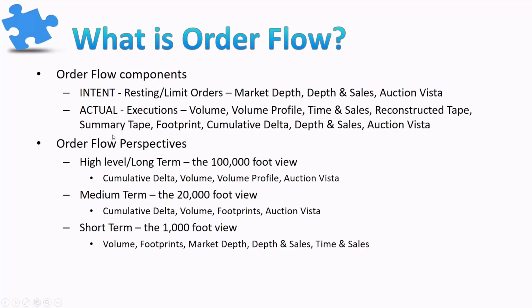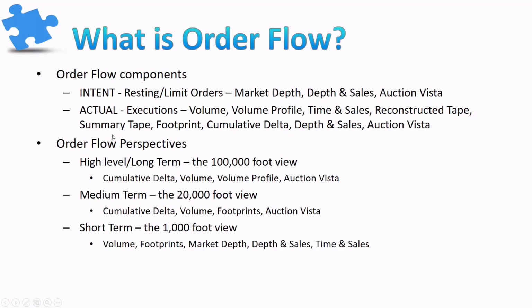Now, there are two major components to order flow, and we can separate those in terms of intent and actual. So actual would be what actually trades in the here and now, and intent is what people say they're going to trade, but they might not.